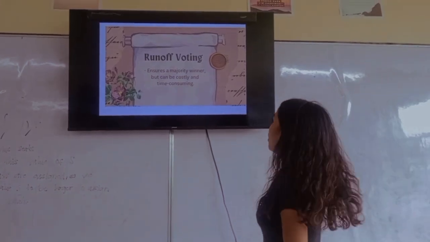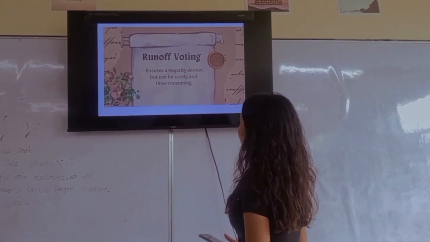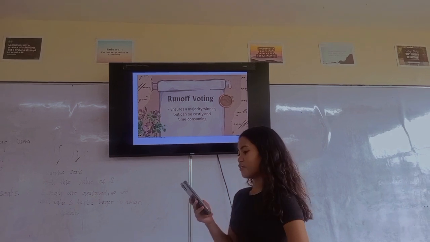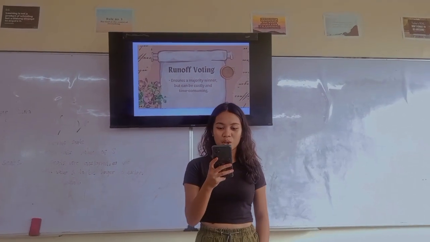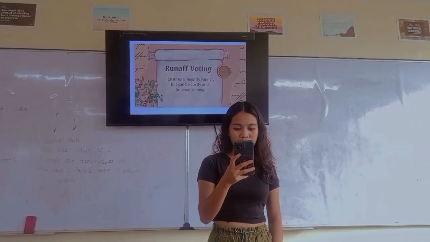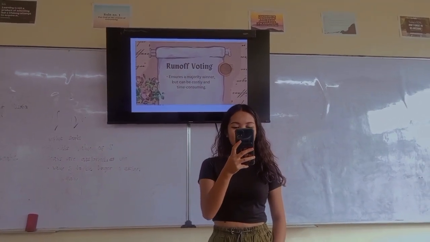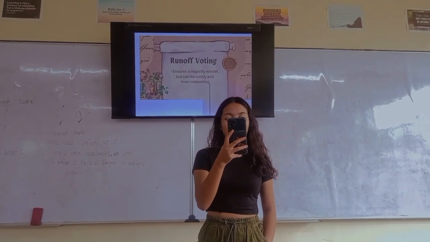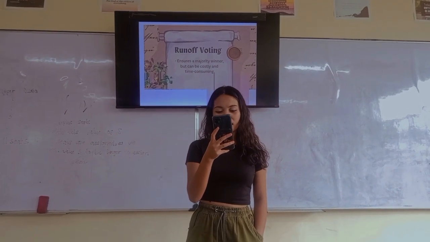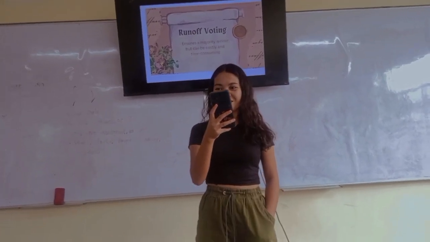Second, runoff voting. Runoff voting ensures a majority winner but can be costly and time-consuming. For example, let's say we have an election with 4 candidates, A, B, C, and D, and 20 voters. Runoff voting example, step 1: no candidate has more than 50%. 11 votes needed. Step 2: the top 2 candidates, A with 8 votes and B with 5 votes, go to the runoff.